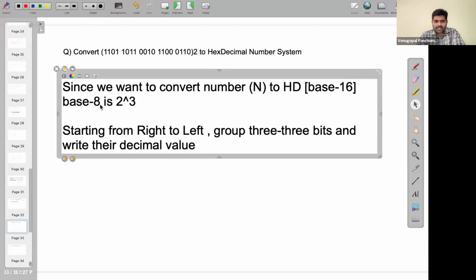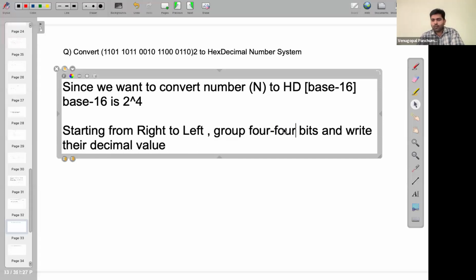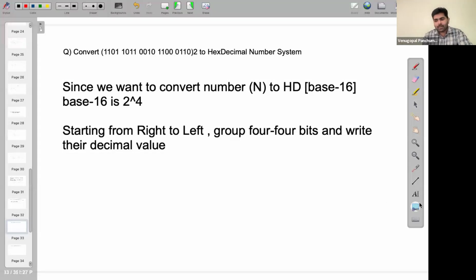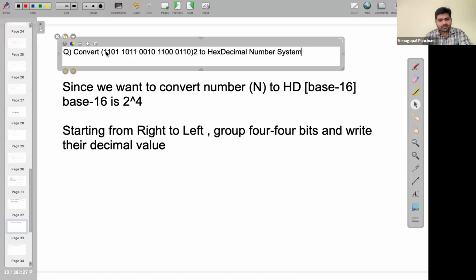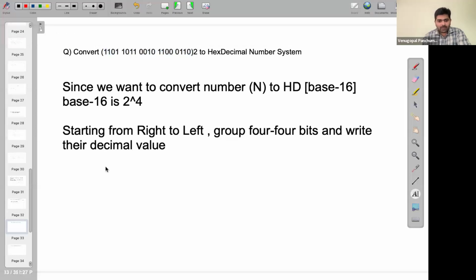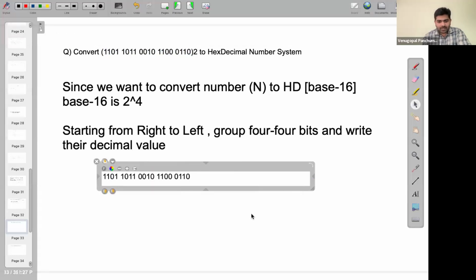So base 16 is 2 power 4. Now what we need to do, starting from right to left, is group 4 bits and write their decimal value. Now can you do the same thing and tell me what is the answer you are getting in hexadecimal?